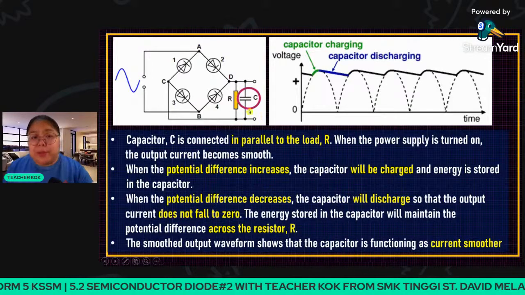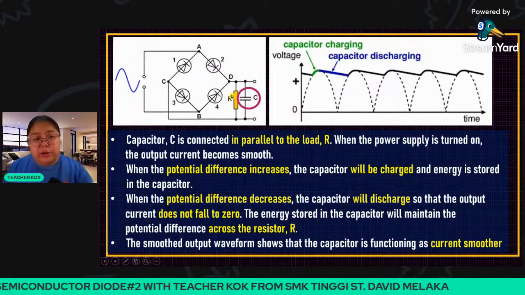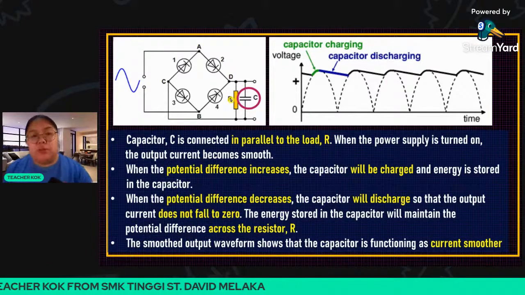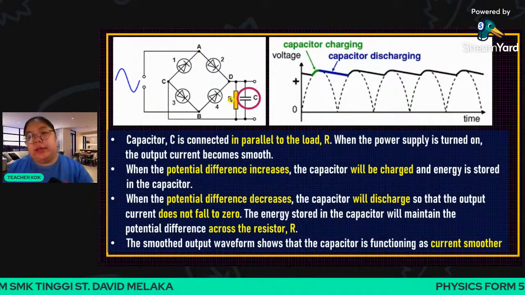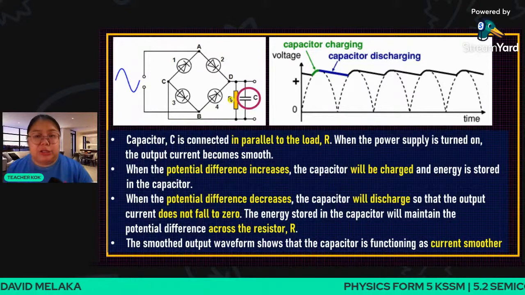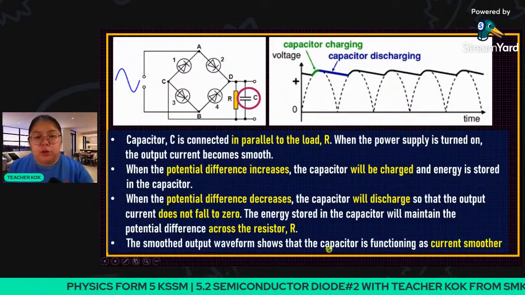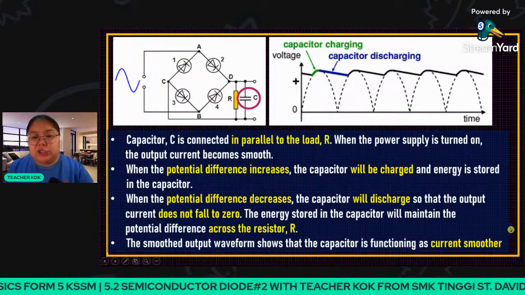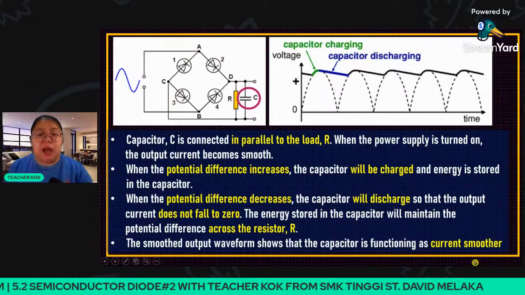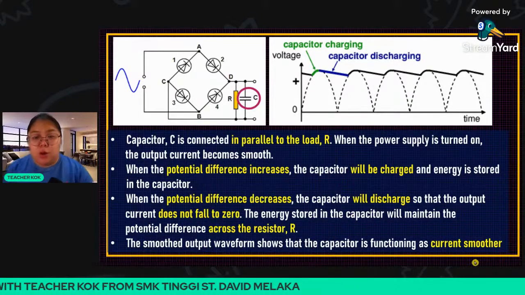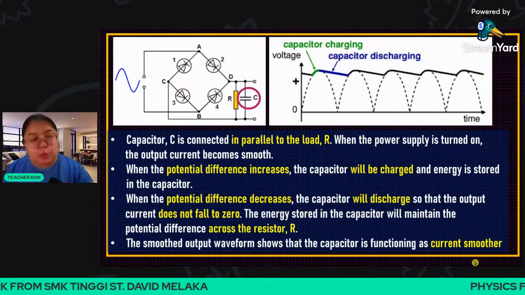If you never put the capacitor, when the voltage just drops, that means there is no current passing through the resistor. So the drop becomes zero, then you go up again. So that means you waste the energy. So from here, the smooth output waveform shows that the capacitor function is what? That is the current smoother. Current smoother. It makes the whole circuit current become smooth.